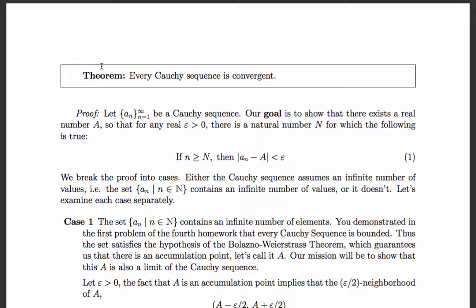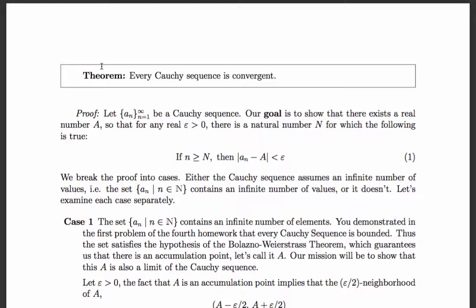Of course, if this theorem is true, and I assure you it is, in fact, I'll prove it. Then what we know, or rather a corollary, is that a sequence is convergent if and only if it is Cauchy.